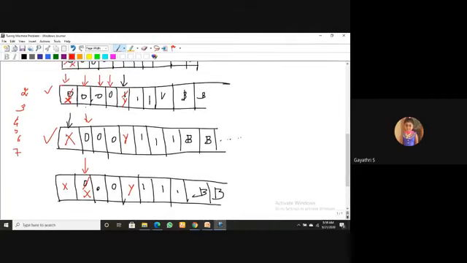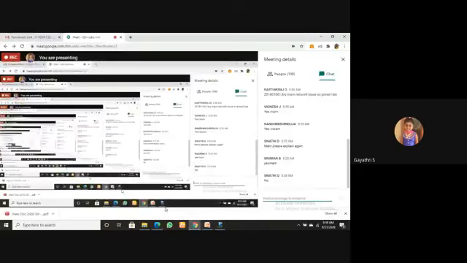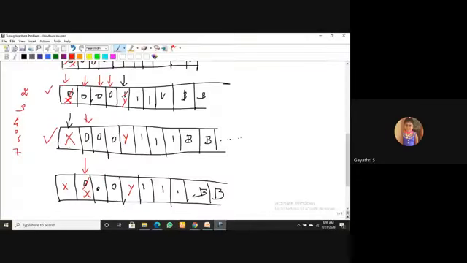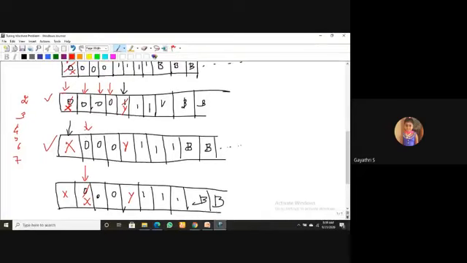Once I reach here, this is the leftmost zero, right? Yes or no? This is the leftmost zero. So I think, is it clear for you? Still no? So actually, this is the way of how to find the leftmost zero.